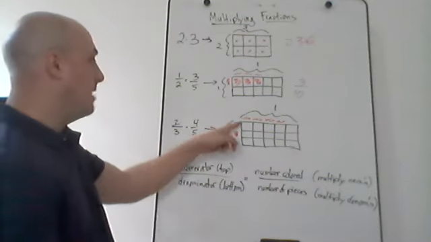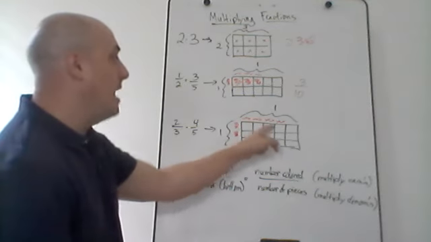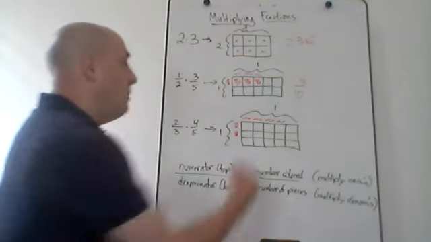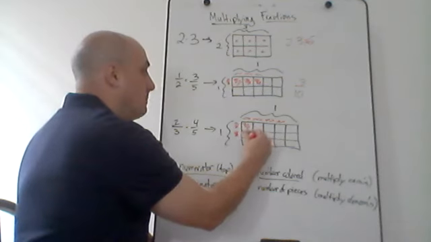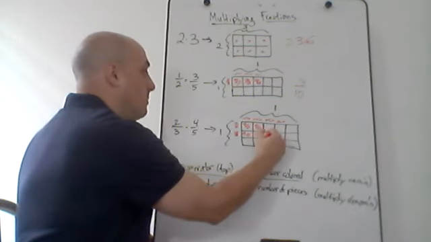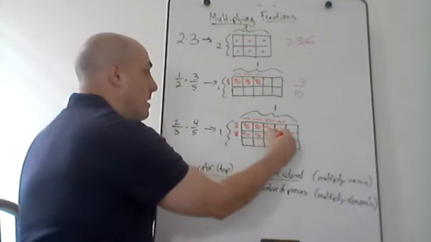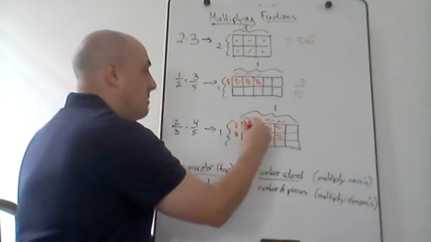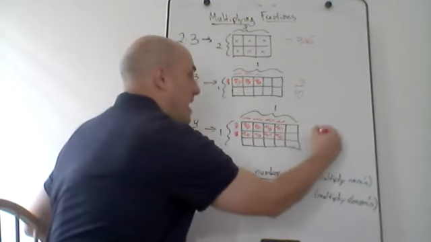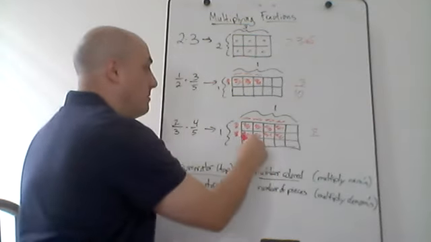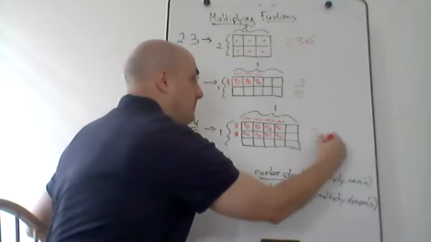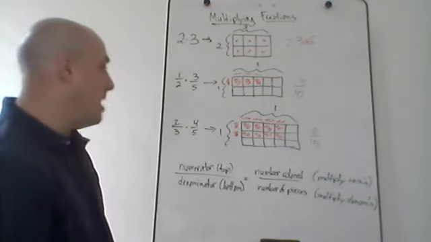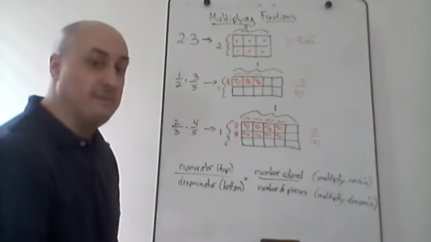So on the side I colored in 2 out of 3. On the top I colored in 4 out of 5. And when I intersect those, everywhere those colored-in ones meet up, I color in those squares. And how many does that give me? 1, 2, 3, 4, 5, 6, 7, 8 out of a total of 15. So 2/3 times 4/5 is equal to 8/15.